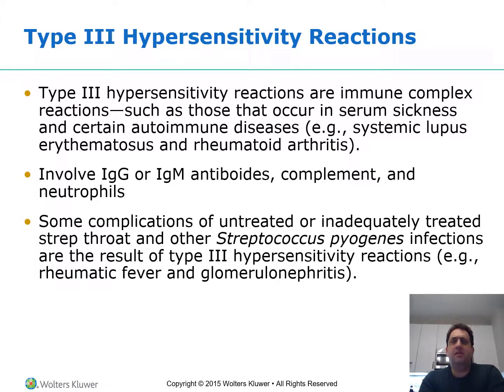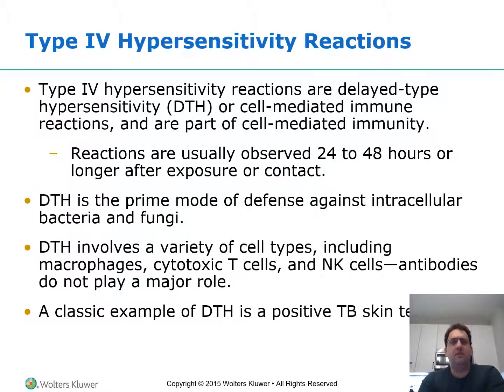Type 3 hypersensitivity reactions, these are the immune complex reactions that lead to serum sickness and sometimes even with autoimmune disorders. We see type 3 hypersensitivity reactions in rheumatoid arthritis and lupus. And they involve the IgG and the IgM antibodies that also involve neutrophils and complement. Some complications of inadequately treated strep throat, specifically with Strep pyogenes, could lead to type 3 hypersensitivity reactions, and that's where rheumatic fever, glomerulonephritis, scarlet fever, all of that comes from.